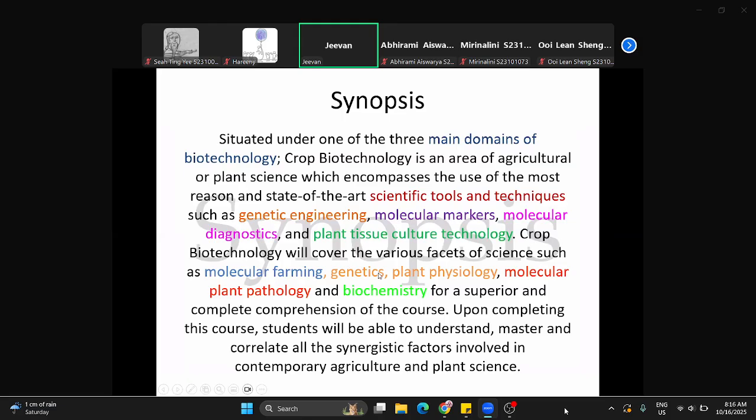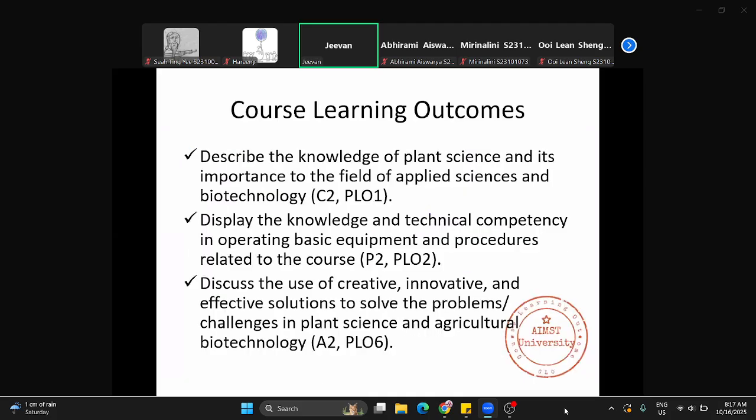So in this topic, we'll cover different fields of science, such as what? Molecular farming, genetics, plant physiology, molecular plant pathology and biochemistry for a superior and complete comprehension of the course. Once you finish the course, you'll be able to understand, master, and correlate all the synergistic factors involved in contemporary agriculture and plant science. So this is the synopsis of the course as it would be in your Table 4 of the course MQA registration form.